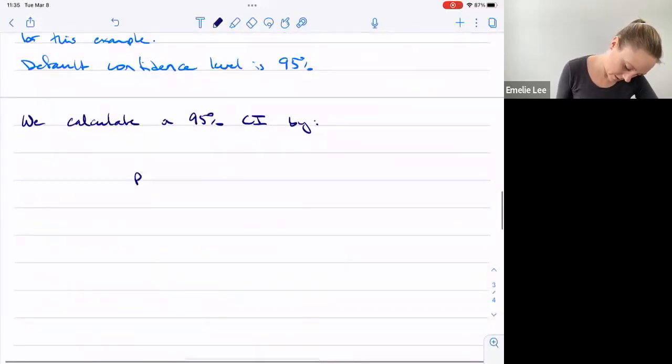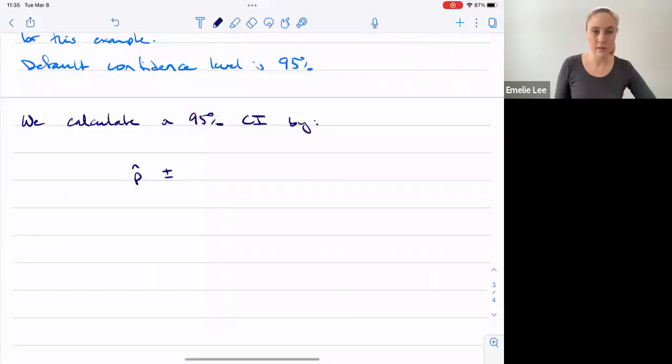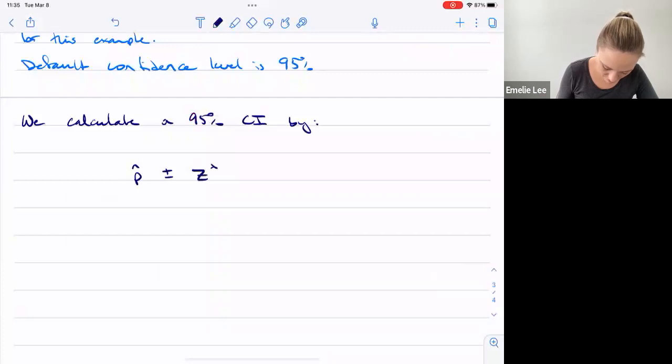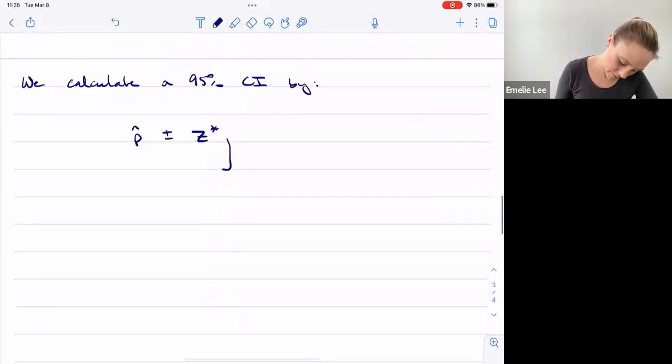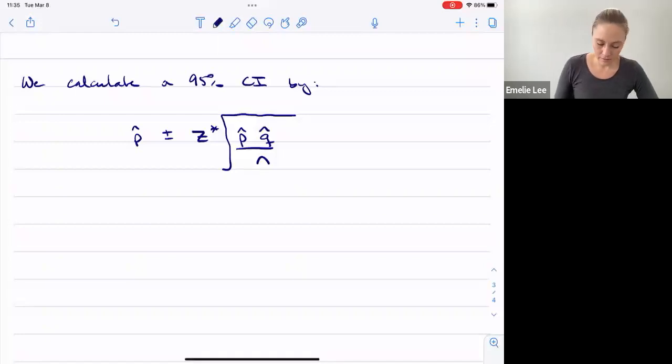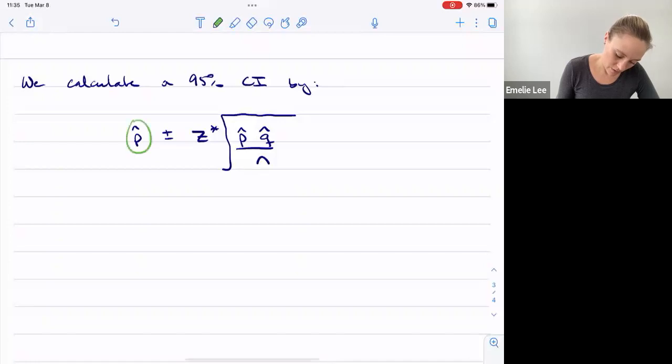So p hat plus minus the margin of error. Now the margin of error is z star times the square root of p hat q hat over n. I'll clean up that q hat. We know a lot of these components, right? 0.67. So p hat is 0.67, which means q hat is what?